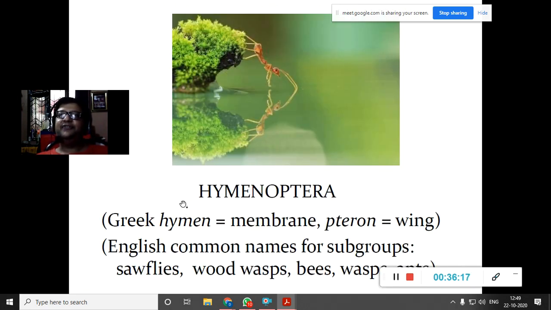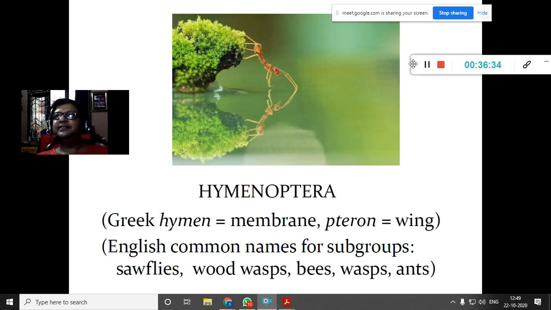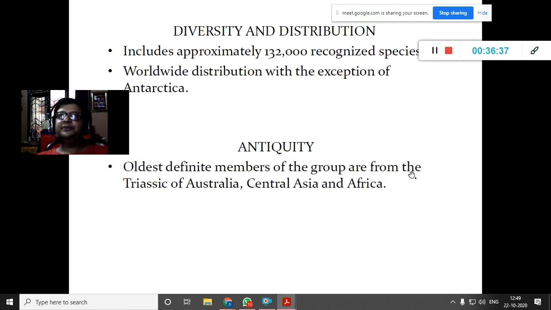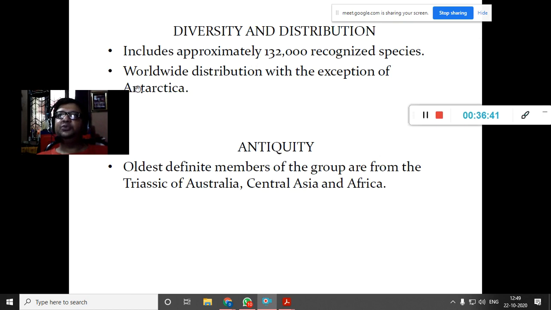Then comes the famous hymenopterans. Hymen means membrane. If you see ants, you can see that the abdomen and the thorax are joined by a thin hymen, a thin membrane. So they are the ants, bees, wasps, sawflies, termites. They belong to this group. 132,000 recognized species, worldwide distribution. Oldest you can find from the Triassic age in Australia, Central Asia and Africa.